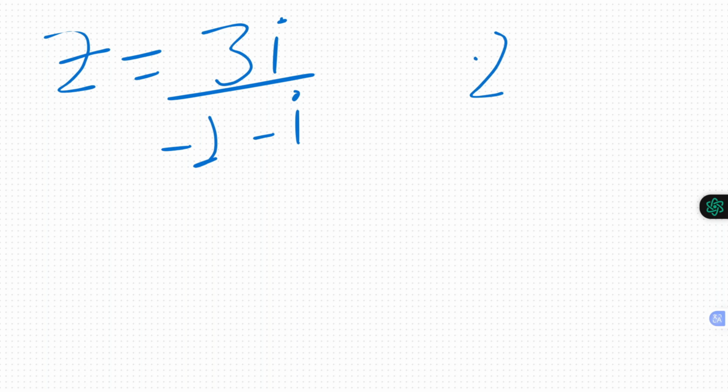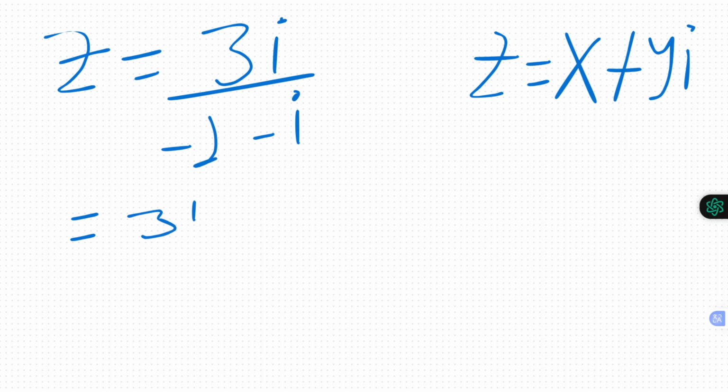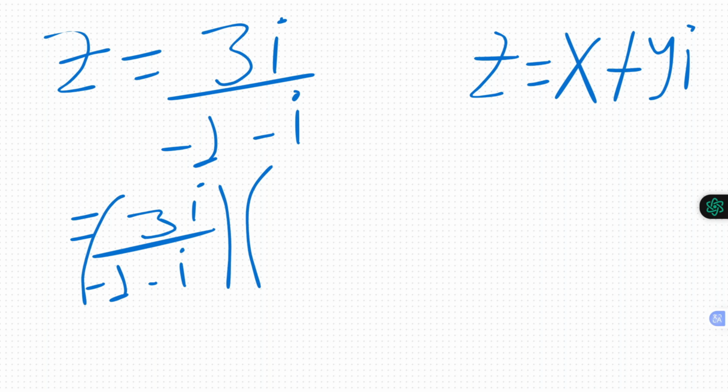A complex number is given as z, which is equal to 3i over minus 1 minus i. In order to find the argument of this complex number, first we need to change it into the form x plus yi. So we multiply 3i over minus 1 minus i by the conjugate of the denominator, minus 1 plus i over minus 1 plus i.